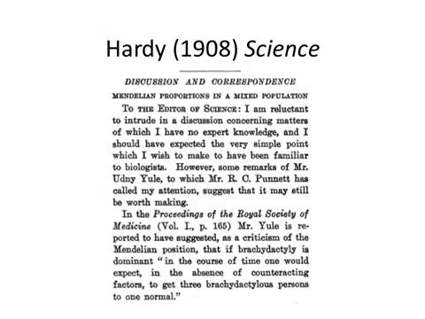"I should have expected the very simple point I wish to make to be familiar to biologists, outsider, not a geneticist. However, some remarks of Mr. Udney Yule, to which Mr. Punnett has called my attention, suggest it may be worth making. Mr. Yule is reported to have suggested that if brachydactyly is dominant, we would see 3 brachydactylous to 1 normal individual." So this is when this whole argument got started. It's almost the foundation of population genetics right here. So if brachydactyly is dominant, why hasn't it spread across the world, basically?